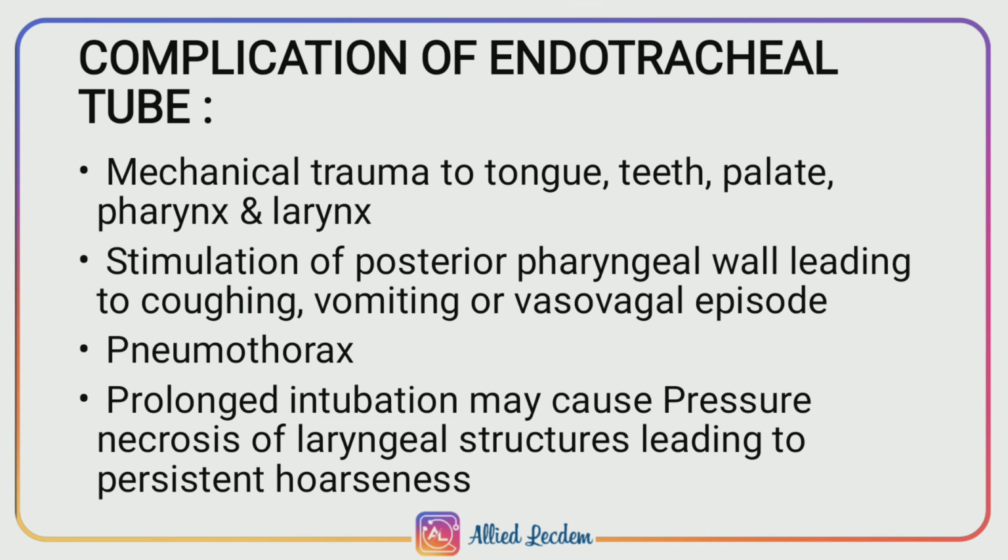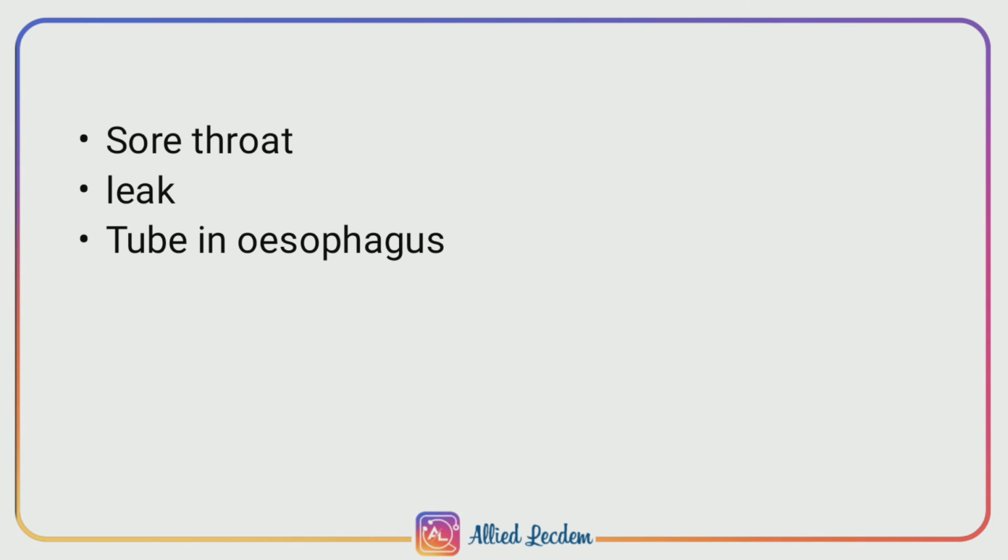Complications of the endotracheal tube. Mechanical trauma to the tongue, teeth, palate, pharynx and larynx. Stimulation of the posterior pharyngeal wall leading to coughing, vomiting, pneumothorax. Prolonged intubation may cause pressure necrosis of laryngeal structures, leading to persistent hoarseness of voice. Sore throat, leakage of the ET tube, tube in the esophagus or one-lung intubation.